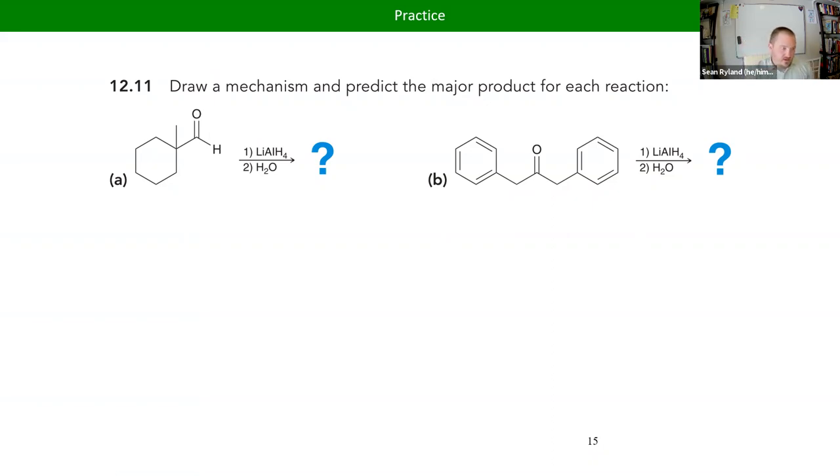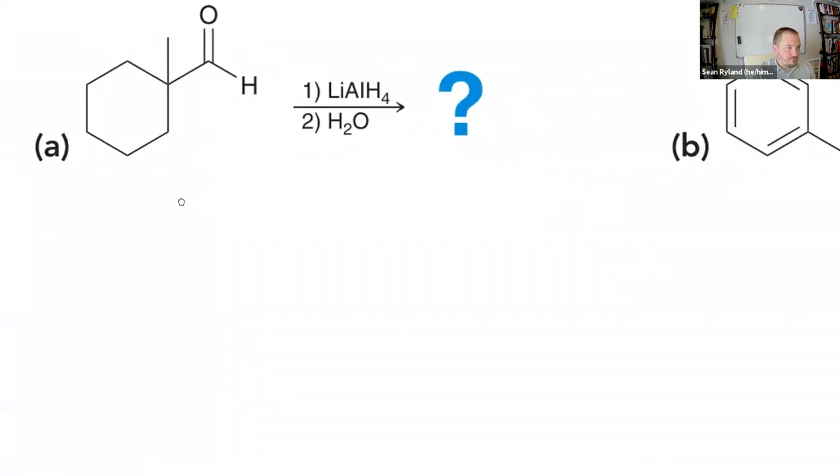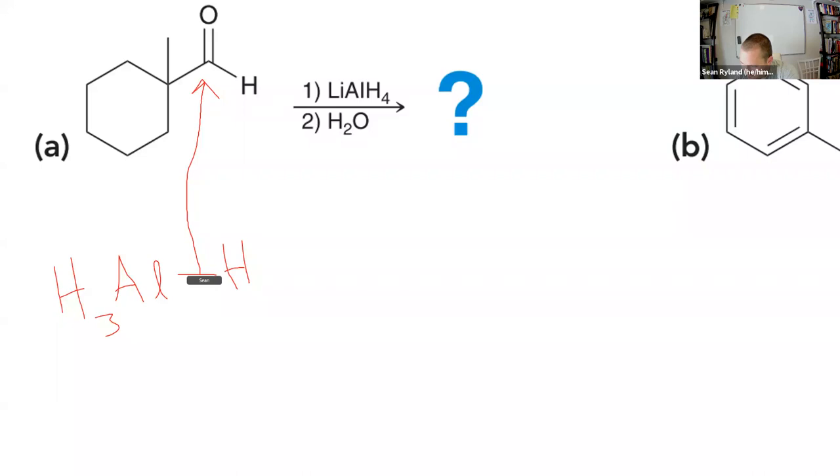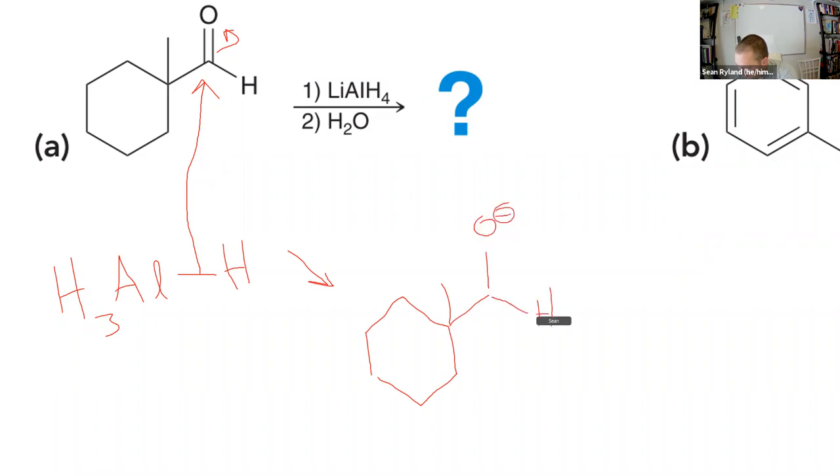So if we want to draw the mechanism here, the first step would be the hydride comes in and attaches to the carbonyl carbon, which breaks the carbon-oxygen pi bond. So we get an intermediate that looks like this.